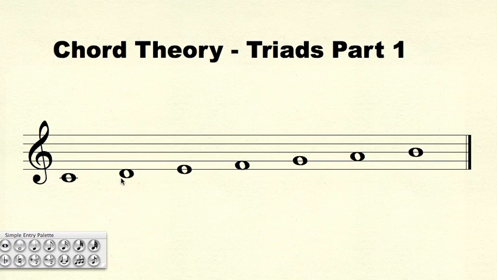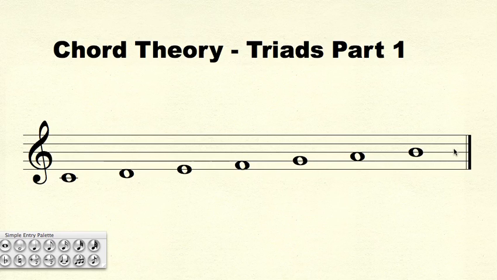C, D, E, F, G, A, B. And we're not going up to C because if we get to C, it's going to be the same chord. So what a chord is, it's more than one note played at the same time. If you play two or more notes at the same time, you're forming a chord.